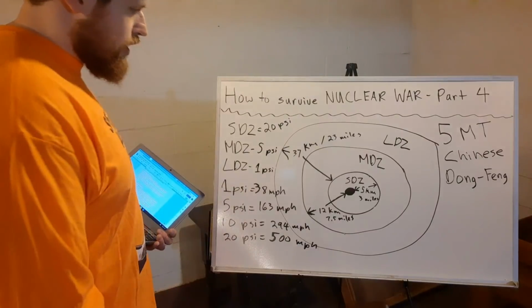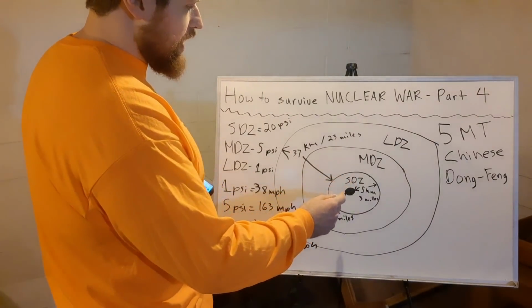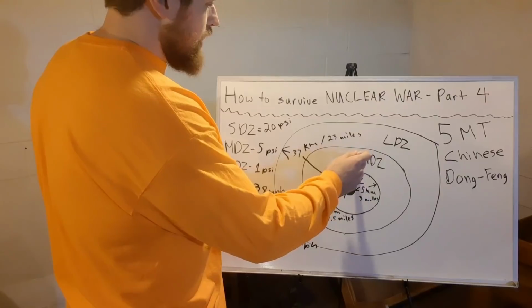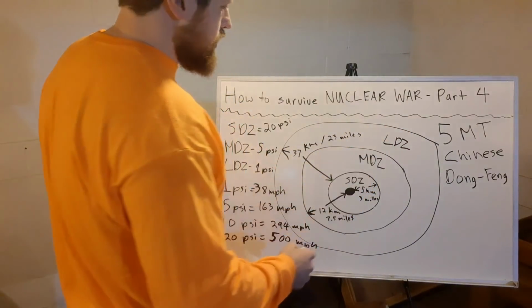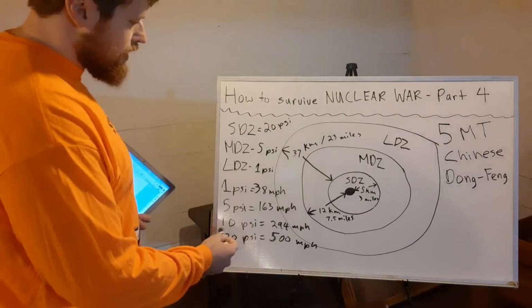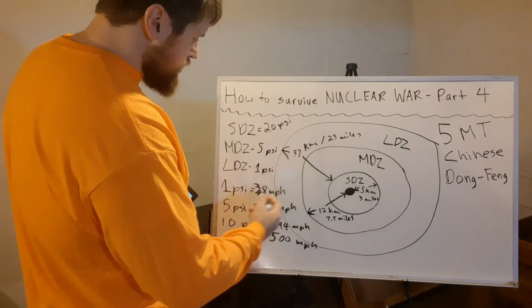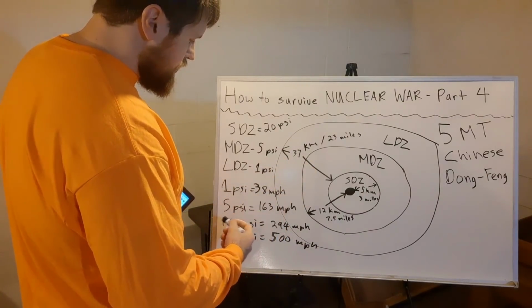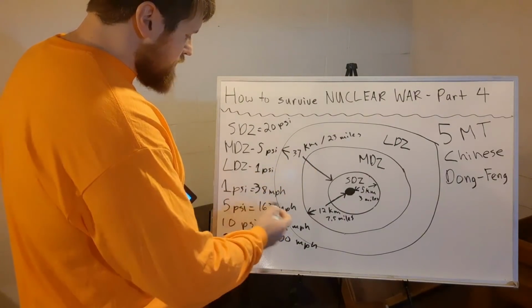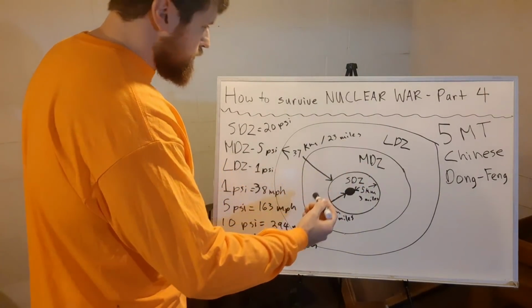So what I want to do now is just go through some descriptions of what to expect. If you're in the SDZ, the MDZ, or the LDZ, what can you actually expect? Because these are just numbers. Now again, 1 PSI, which is the light damage zone, is a 38 mile per hour wind from the blast wave. 5 PSI, which is the moderate damage zone, and it could actually go up from there.